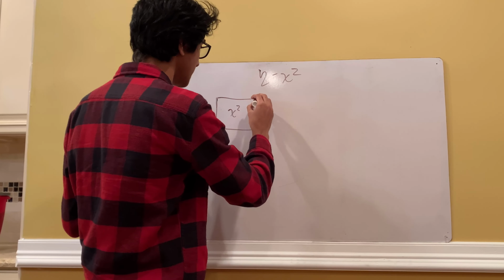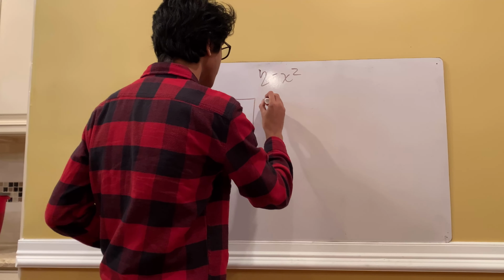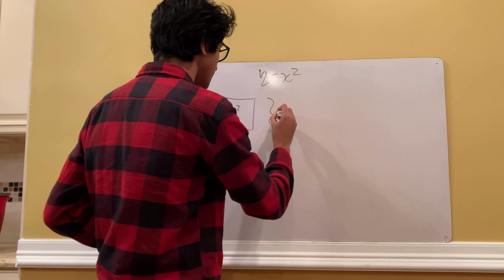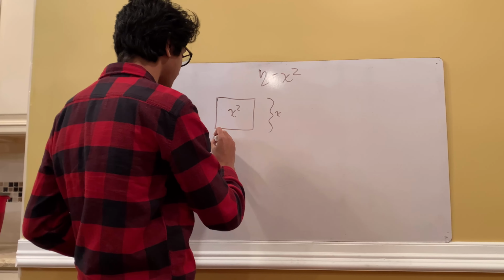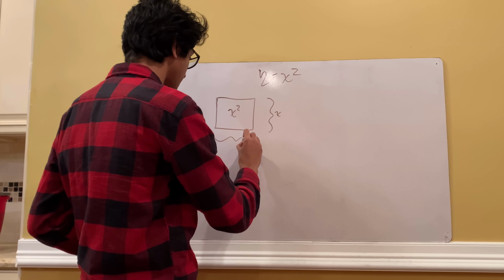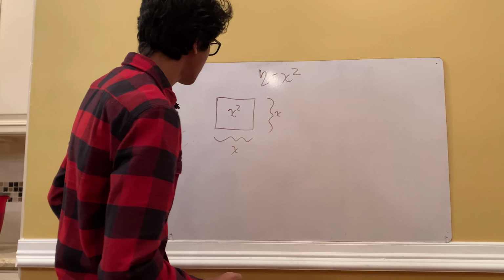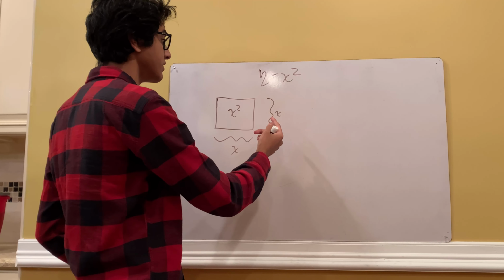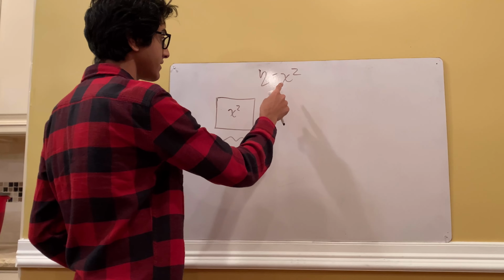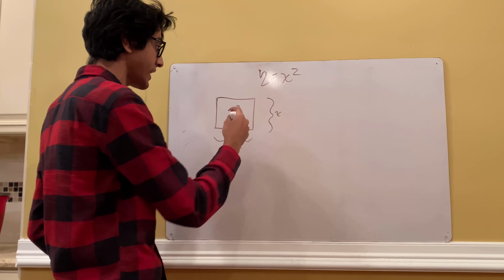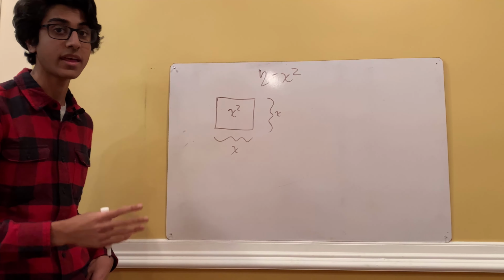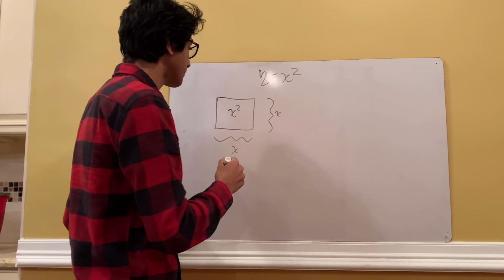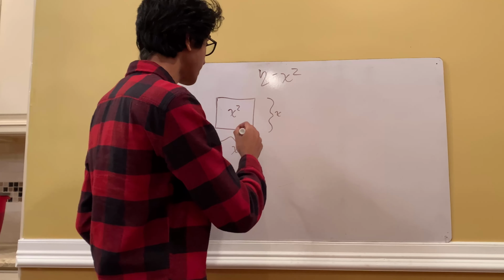So the length would be x, and this length would be x. All right, so the input in this function is length. That's the x value, and the output would be area. The input is length, the output is area. That's something that helps to understand.